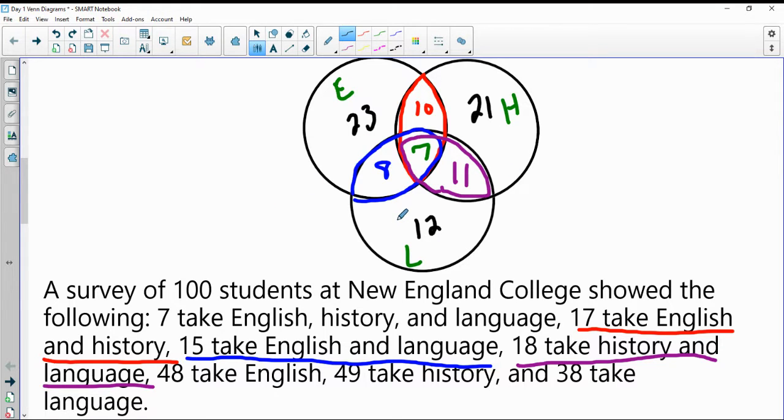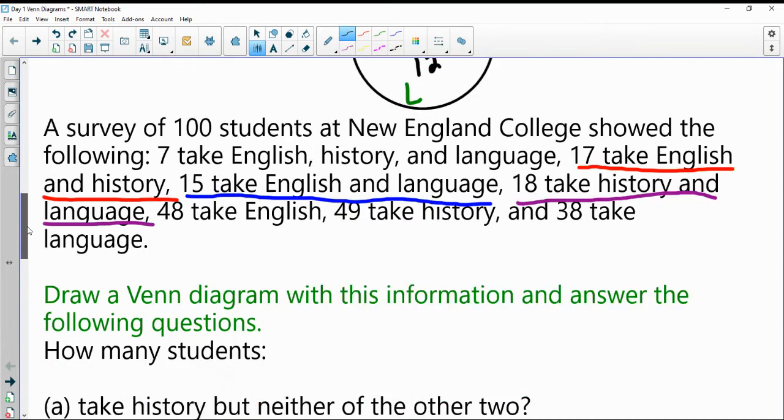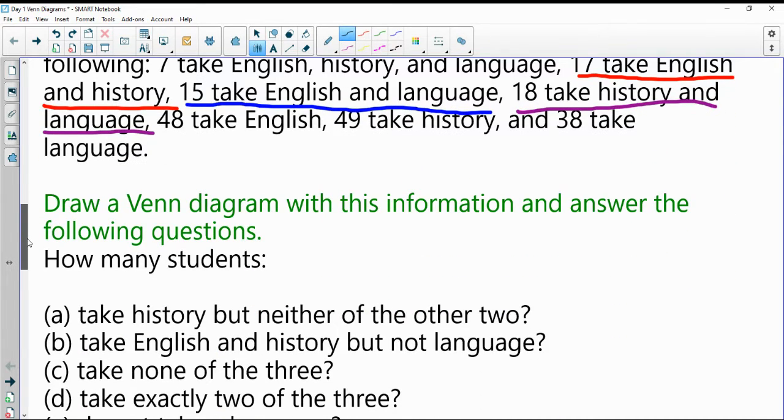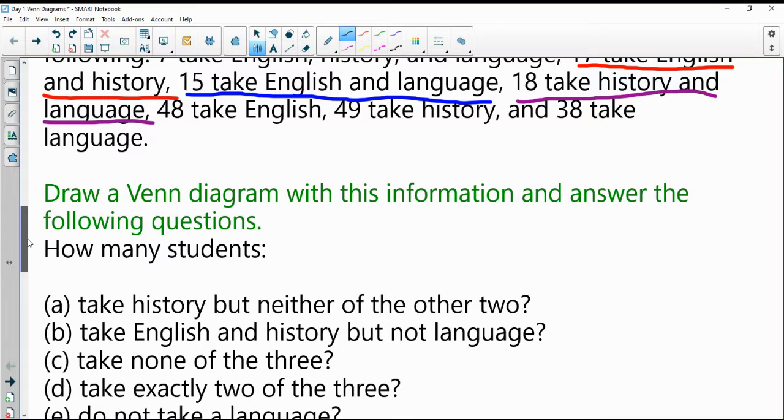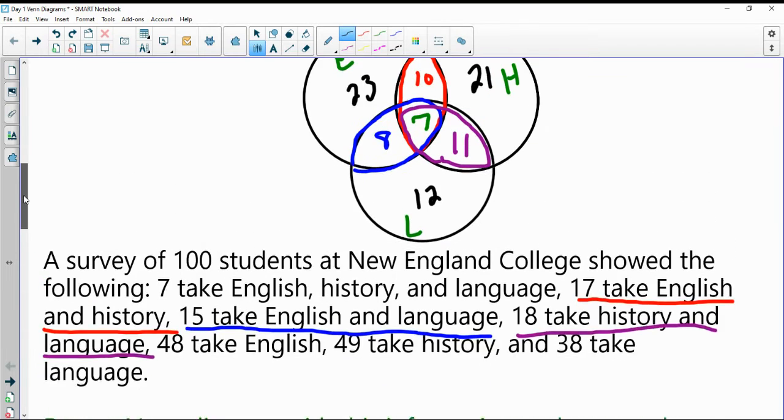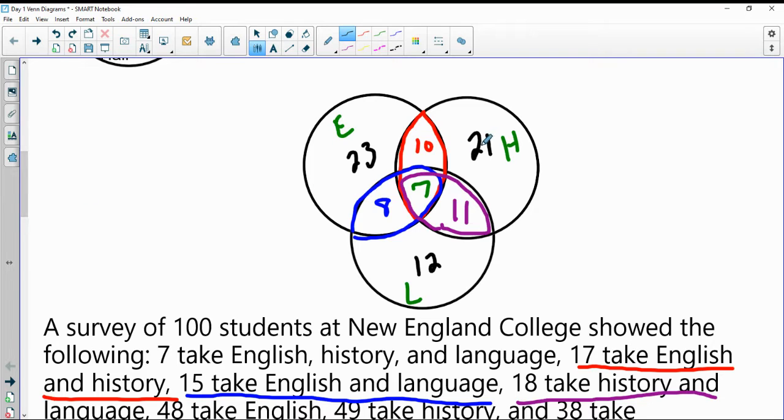And then from here on out is where you're really going to be doing your homework. So you'll get a Venn diagram like this, and they're going to ask you questions about it. For example, it says, how many students for part A take history, but neither of the other 2? So we're looking for just history, but not the other 2. And we just figured that out was 21.